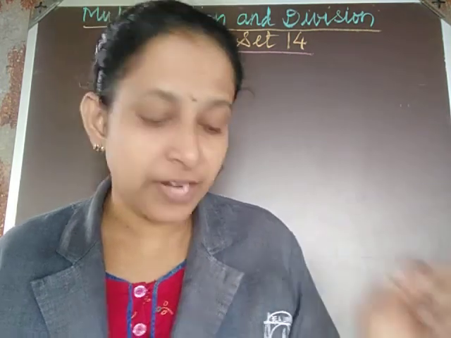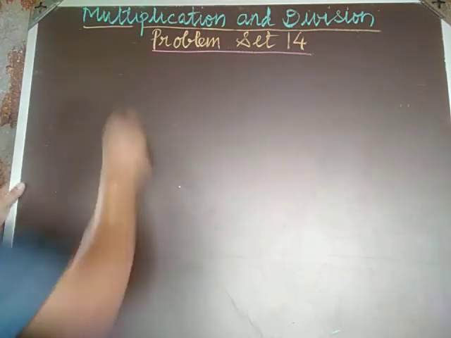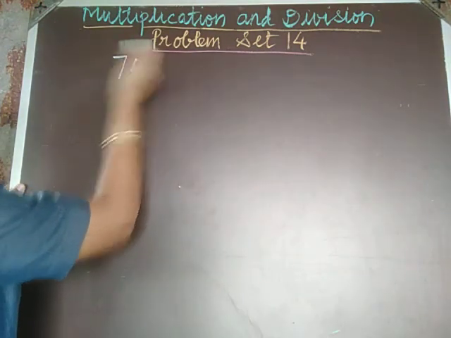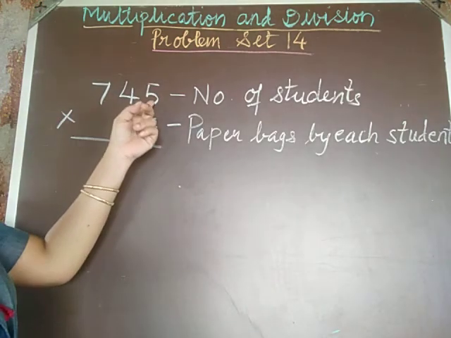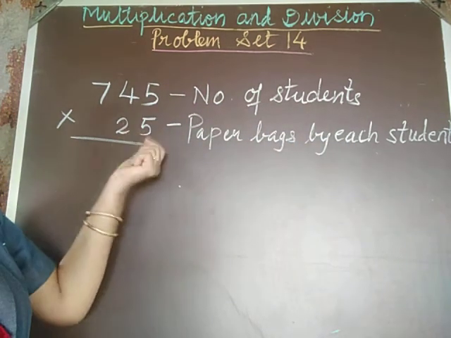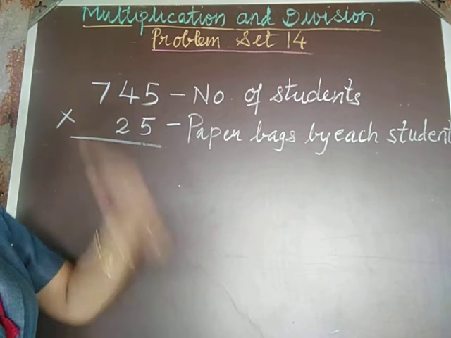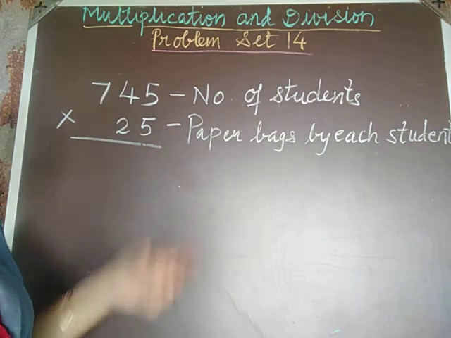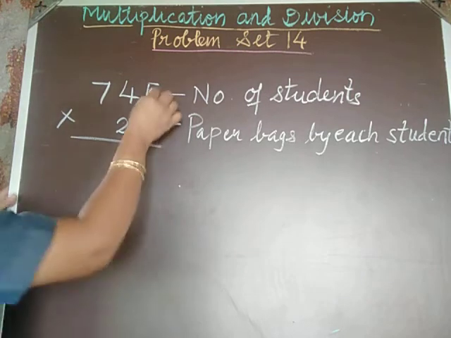So we will now do multiplication of 745 students multiplied by 25. Fine. So how will we write this? We will write like this. 745. So here 745 were the number of students, and each of these students made 25 bags. So we have to find out now, if one makes 25 bags, how many bags will 745 make? So let's find out by multiplying. Let's do the multiplication.